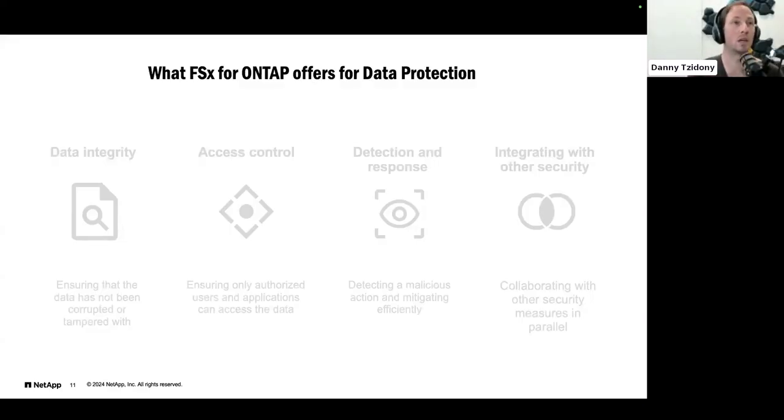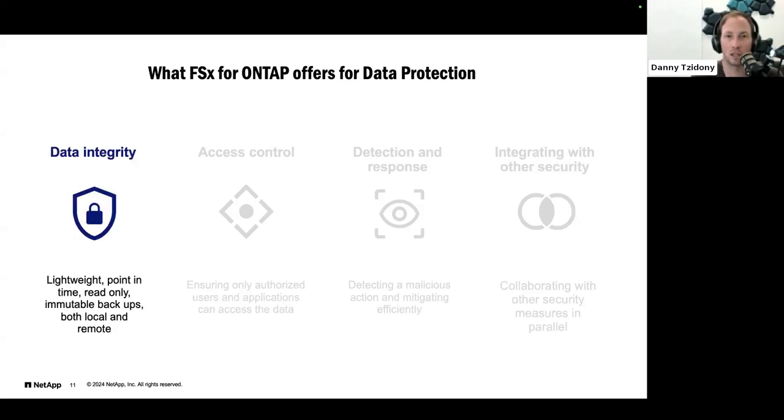So now that Sebastian has so eloquently told us what exactly Amazon FSx for ONTAP is, what's under there, where it resides, let's see how it can help us when it comes to the challenges of protecting our storage layer that we've discussed earlier. So first of all, when it comes to data integrity, we talked a little bit about snapshots, those lightweight point-in-time read-only backups that can be used both locally and remotely, and we're going to talk about it later.